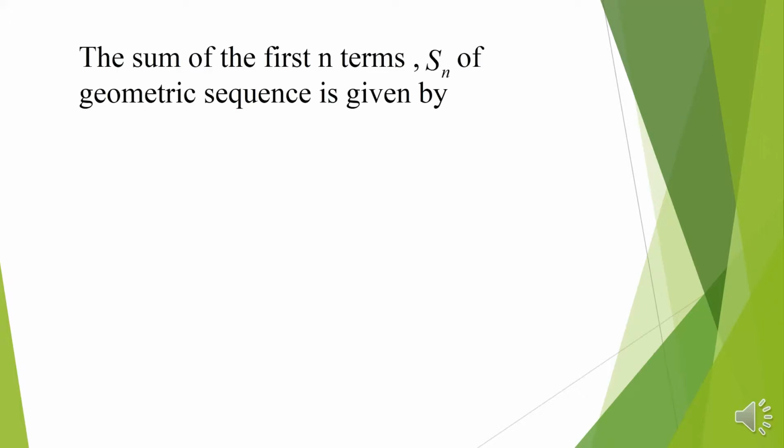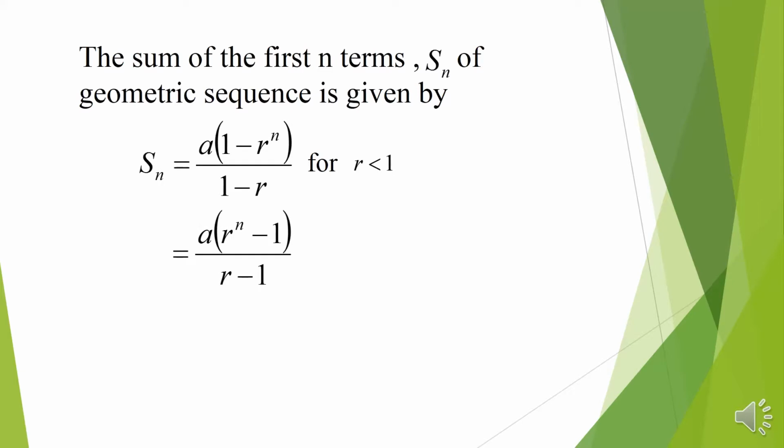So let us move on to the sum of the first n terms, Sn, of the geometry sequence, which is given by the formula Sn equal to a times (1 - r^n) over (1 - r) for r less than 1, or equal to a(r^n - 1) over (r - 1) for r greater than 1.